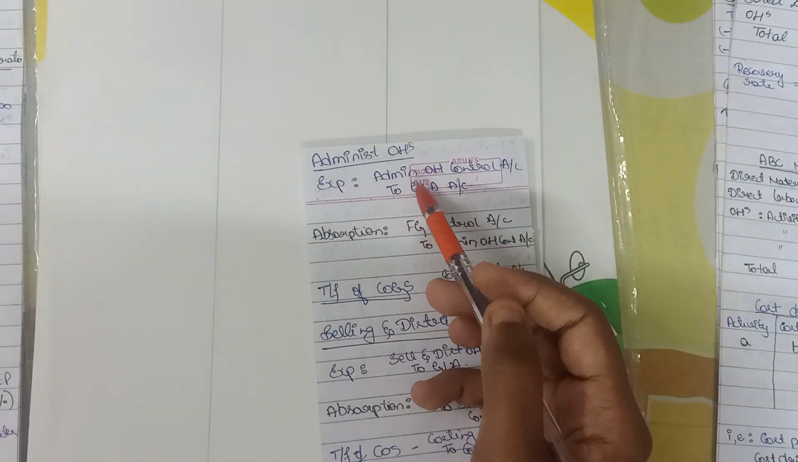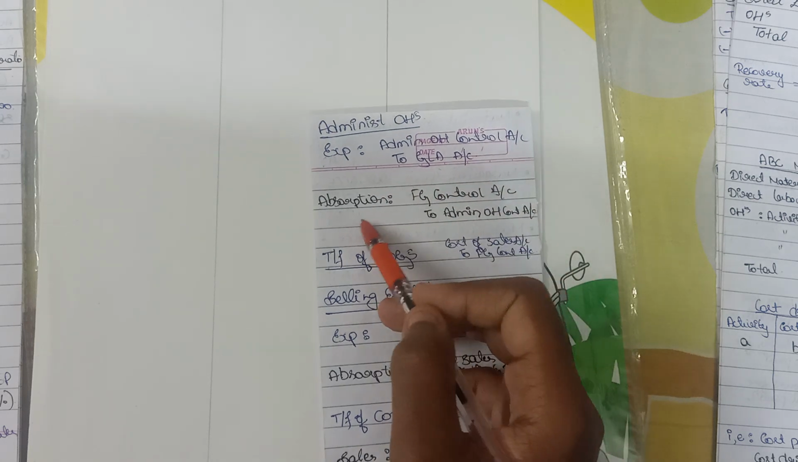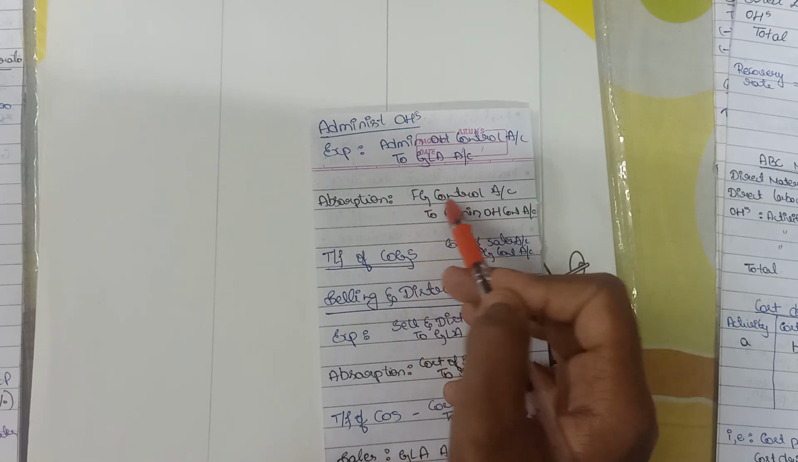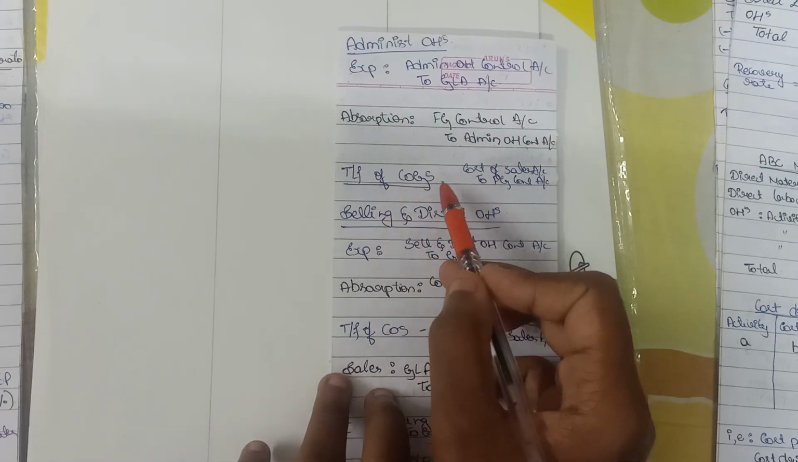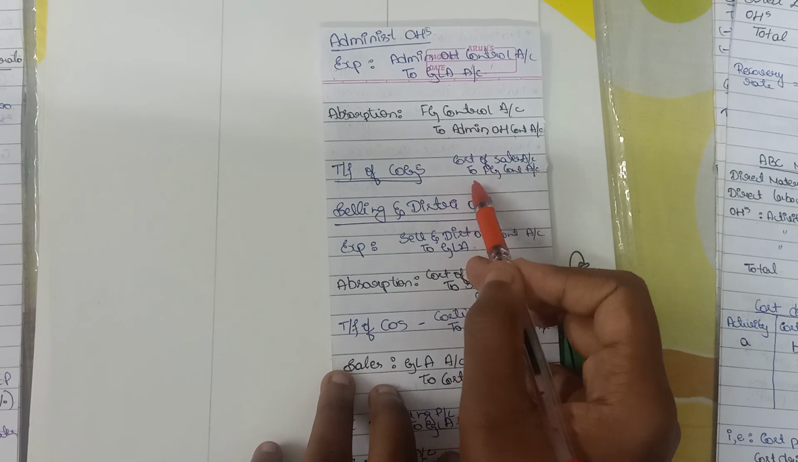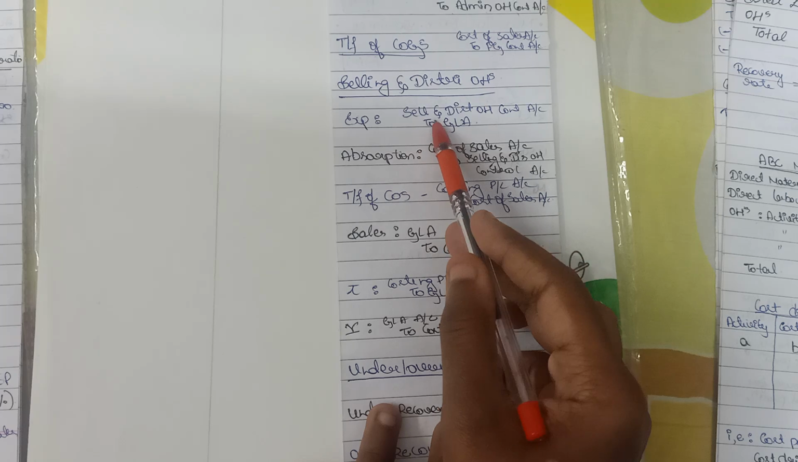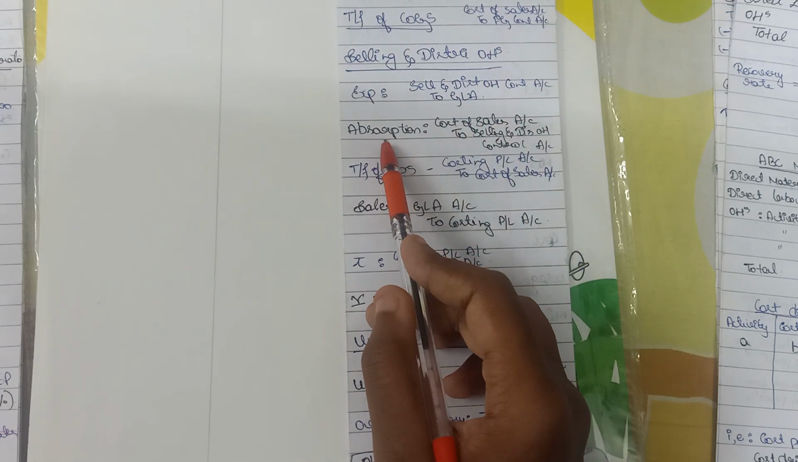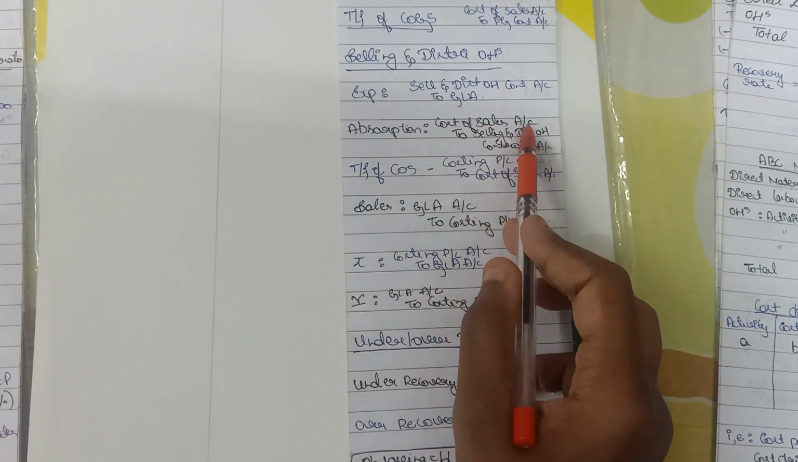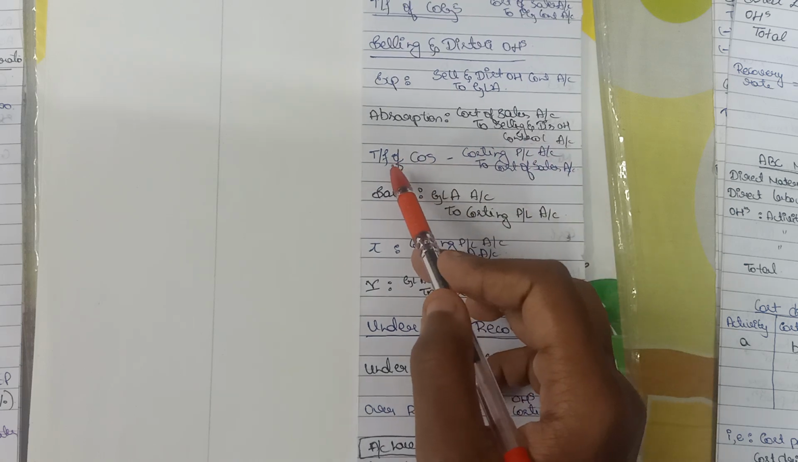For administrative overhead expenses, admin overhead control account to GLA account. Absorption: FG control account to admin overhead control account. Transfer of COGS: cost of sales account to FG control account. Selling and distribution overhead expenses: selling and distribution overheads control account to GLA. Absorption: cost of sales account to selling and distribution overheads control account.